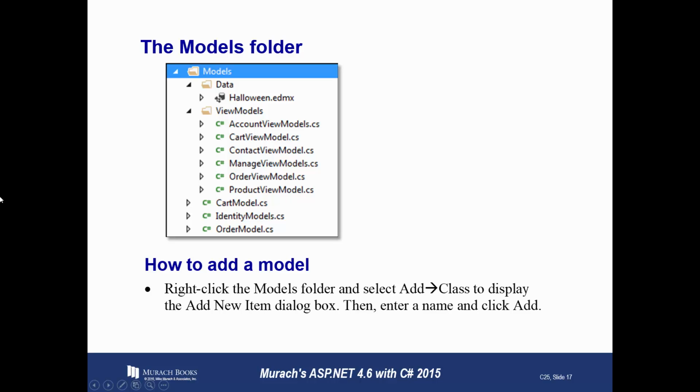Figure 25-6 on pages 876 and 877 talks about how to create a model. Again, a model contains the code that deals with data. What you see on your screen right now is the expanded models folder for the shopping cart application. You'll notice that it has a data folder that contains an entity data model created with the Entity Framework. The data access class could have also just been done using C# code.